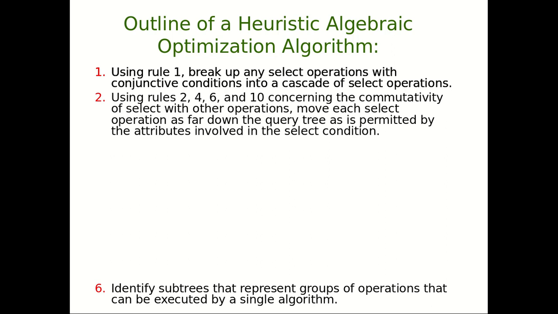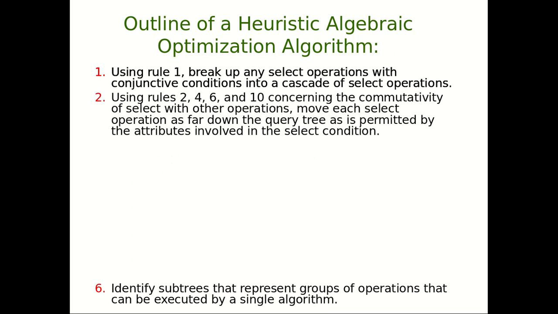Using rules 2, 4, 6, 10 concerning the commutativity of select with other operations, move each select operation as far down the query tree as is permitted by the attributes involved in the select conditions. Please go back to your original example, where you moved the select down the tree path wherever possible. For example, select salary greater than 50,000 belongs to the employee relation, so you can move that select condition down to just above the leaf node.